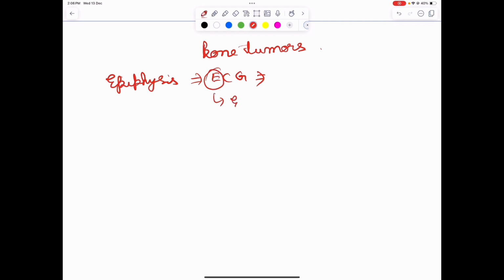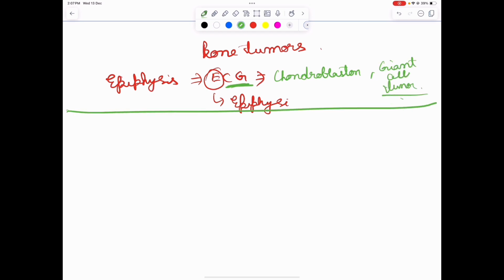Now for epiphysis, we have to remember that there are two tumors that are found. For C, you can remember it as chondroblastoma, and for the G you can remember it as giant cell tumor. Now we have to remember that chondroblastoma.